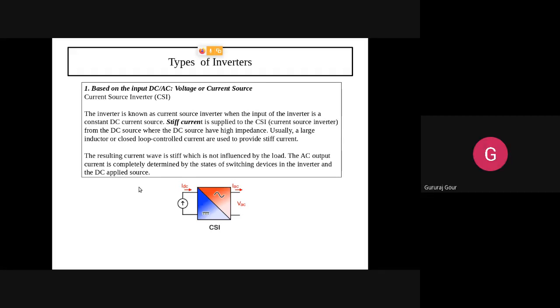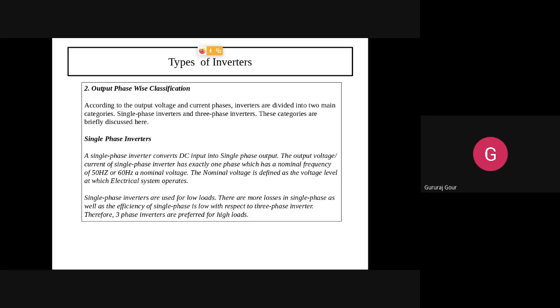So this is one type of inverter classification we have seen, based on DC or AC voltage or current source. The second type of inverters is based on the output phase we are getting at the output of inverters. According to the output voltage and current phases, inverters are divided into two main categories, single phase and three phase inverters. We will see them in detail later.